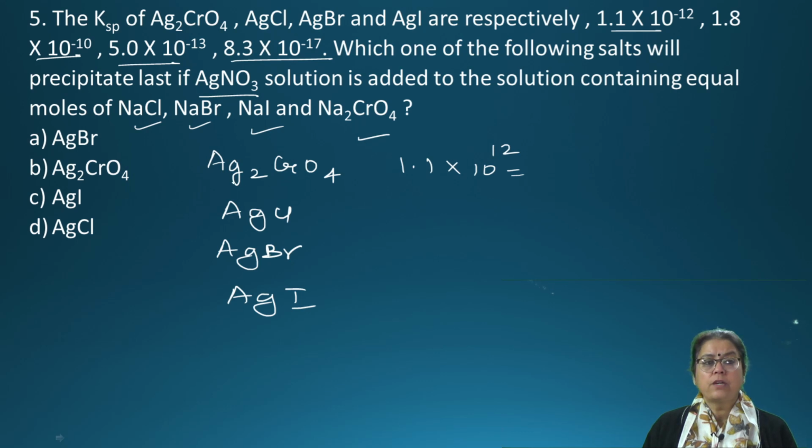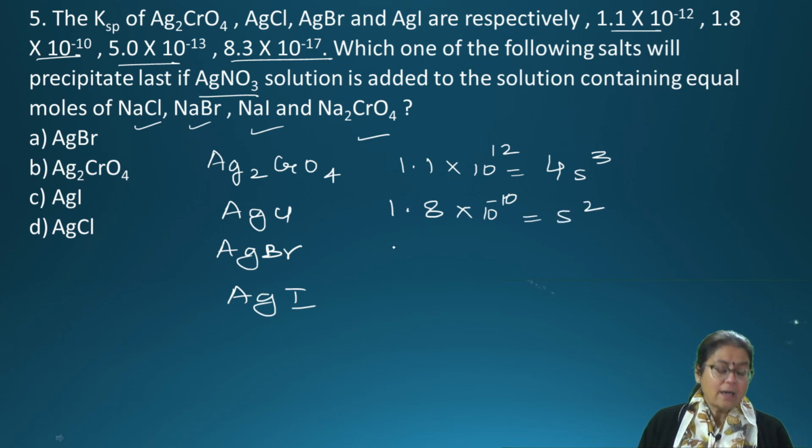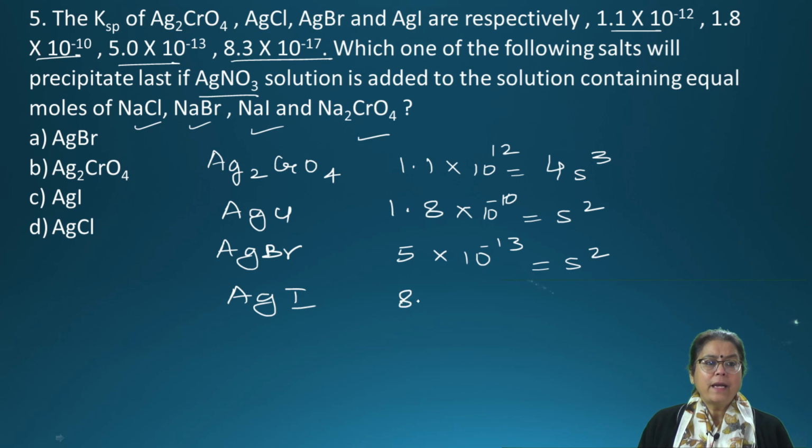Ag2CrO4 जो है वो डिसोसिएट होगा into 2Ag positive and CrO4 2 negative. So there are going to be 3 ions. So 3 ions means इसका जो हमारे पास solubility आ जाएगी, that is going to be 4s cube. AgCl they have given 1.8 into 10 raised to power minus 10, इसकी solubility आ जाएगी s square. AgBr 5 into 10 raised to power minus 13, इसकी solubility भी s square और 8.3 into 10 raised to power minus 17, इसकी solubility भी s square.